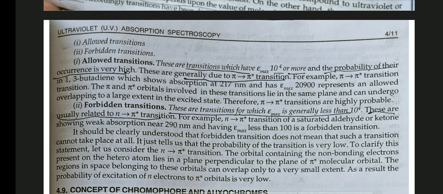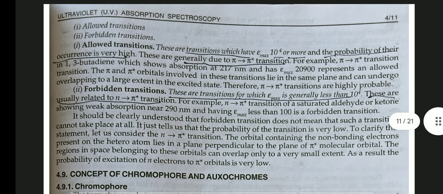occurrence is very high. These are generally due to pi to pi star transitions. For example, the pi to pi star transition in 1,3-butadiene, which shows absorption at 217 nanometer and has Emax 20900, represents an allowed transition.